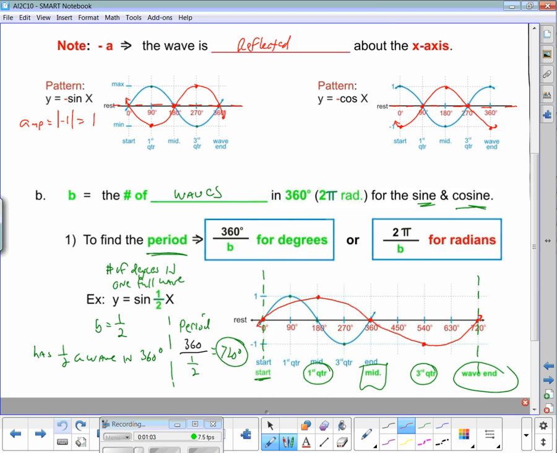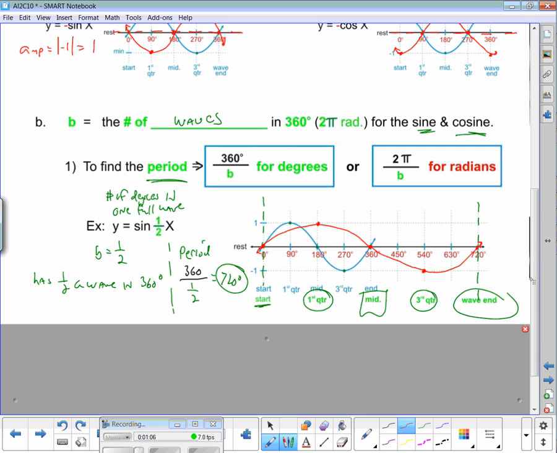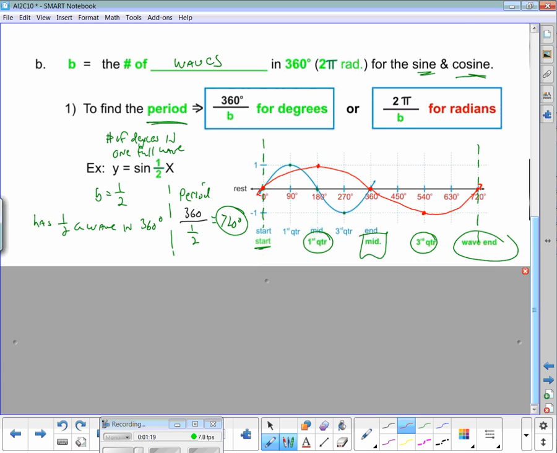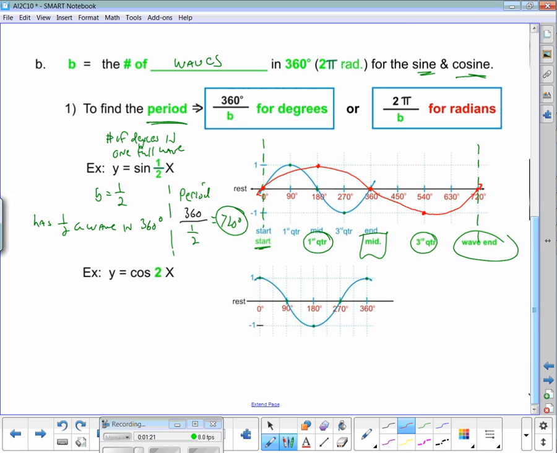So we did that first one with a half there. So that means you get a half a wave in a normal 360. Take 360 divided by half, you get 720 for the period of that wave. And so it's 720 degrees long, would be one wavelength or one wave.